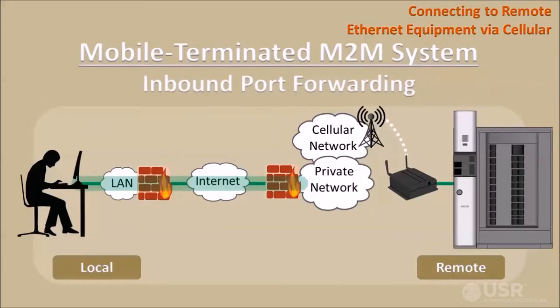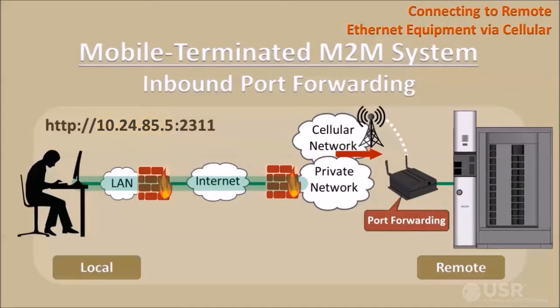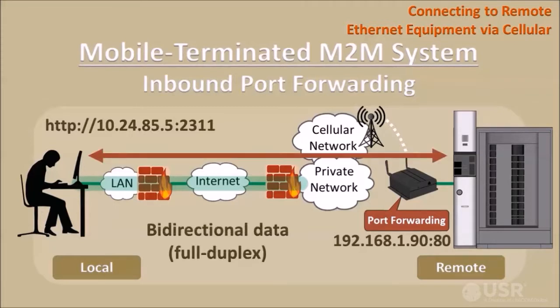To pass connections through the cellular gateway to the target equipment, use the gateway's inbound port forwarding feature. Here's how it works. The operator enters the IP address of the cellular gateway into a web browser, along with a port number. The IP address opens a connection to the cellular gateway. A port forwarding rule that's been set up in the gateway translates the port number into the IP address and port number of the target equipment, which forwards the connection to the target equipment. Then data can transfer in both directions across the connection.